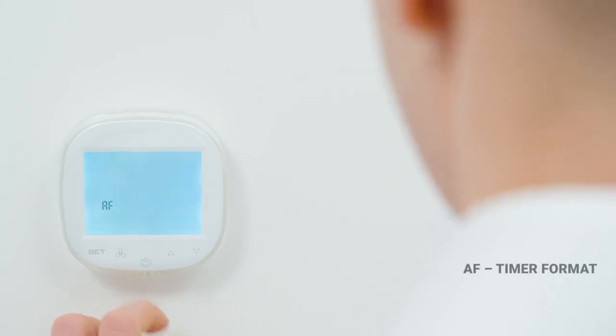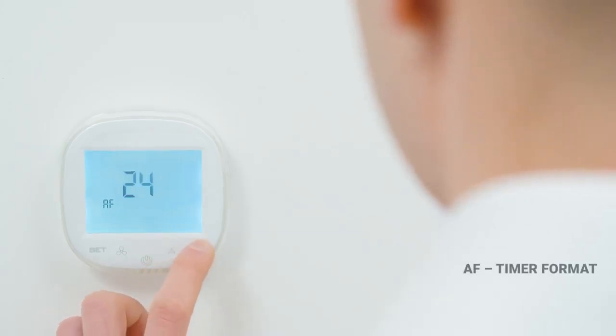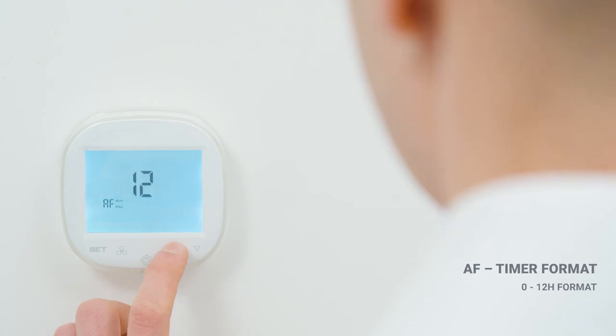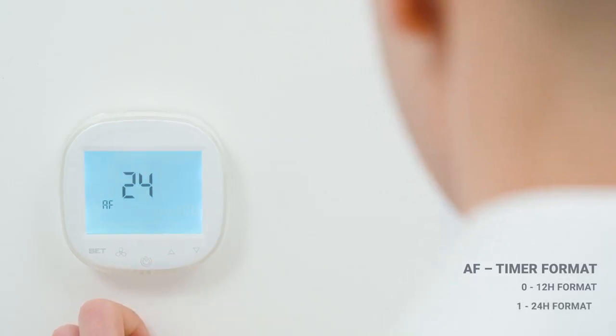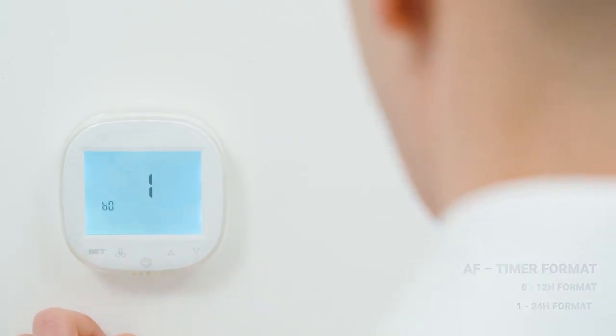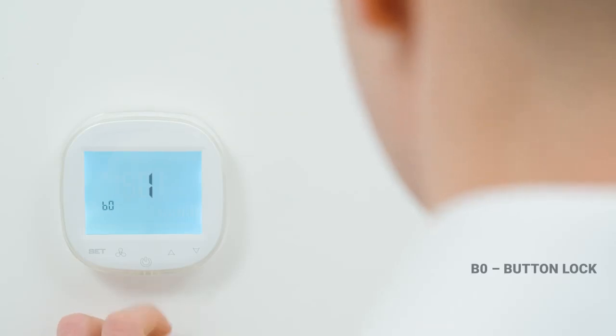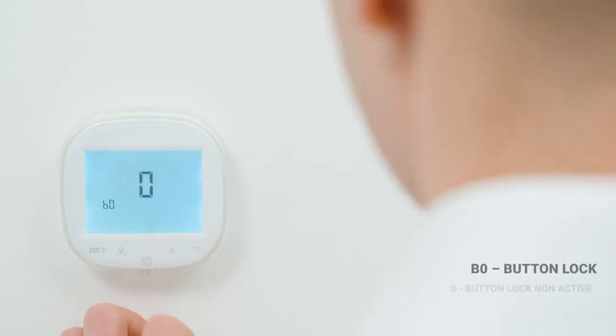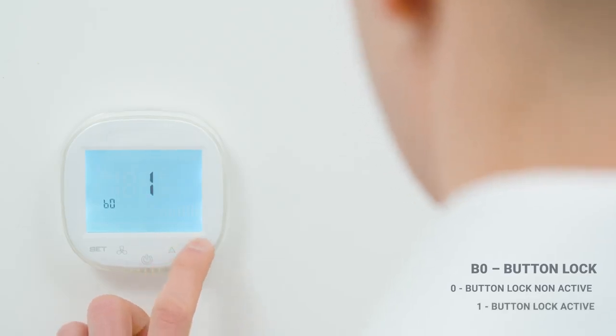Function AF: change between 12 and 24-hour clock format. Value 0 means 12-hour format and value 1 means 24-hour format. Function B0: buttons lock. Value 0 makes it impossible to block the controller. Value 1 means the possibility to block the controller.